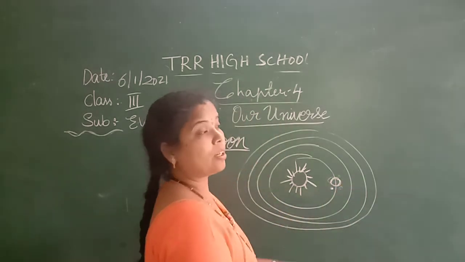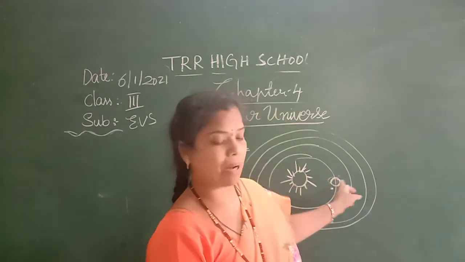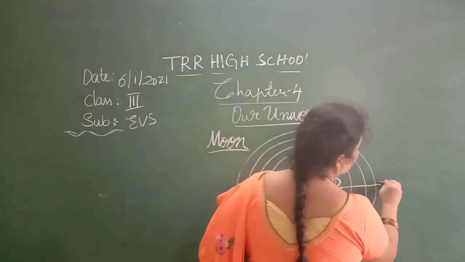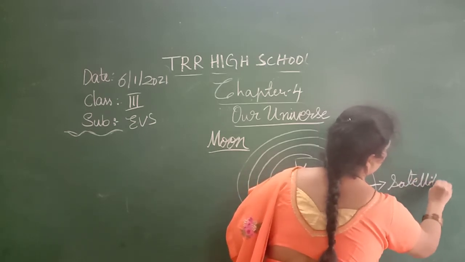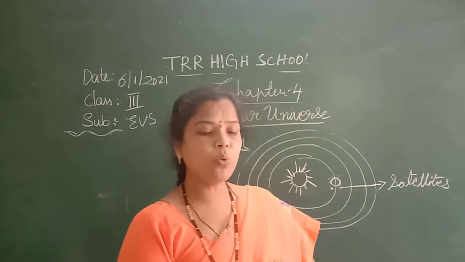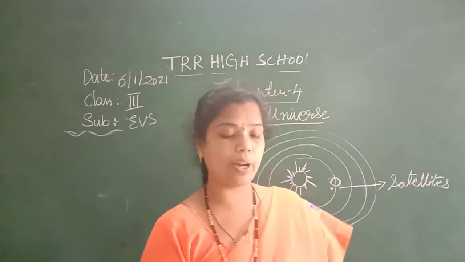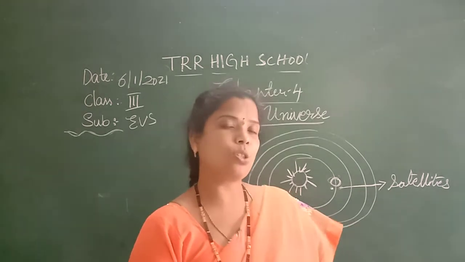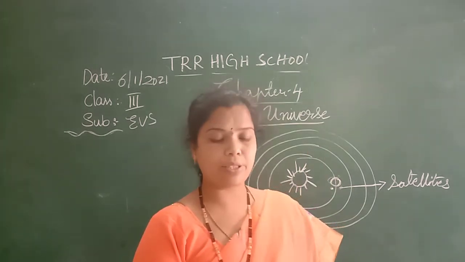These smaller bodies which revolve around the planets are called satellites. These are called what? Satellites. So the moon is the natural satellite of the earth. Here we came to know a new point. See, the moon is the natural satellite of the earth. It revolves around the earth, and that is why it is called the natural satellite.